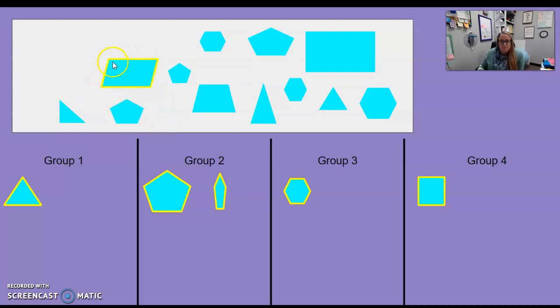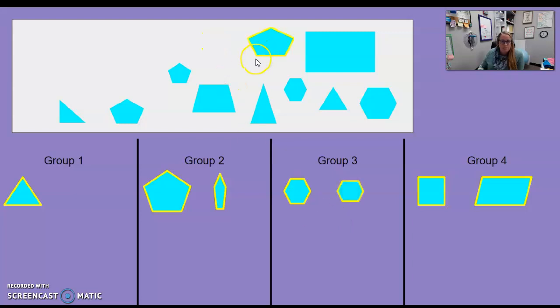All right, let's look at this one. 1, 2, 3, 4. What's a 4-sided figure called? It's called a quadrilateral, that's right. And is it going to go in 1, 2, 3, or 4? Hopefully you said 4. All right, let's look at the next one. 1, 2, 3, 4, 5, 6 sides and 1, 2, 3, 4, 5, 6 vertices. 1, 2, 3, or 4. Where's it going? Hopefully you said group 3.